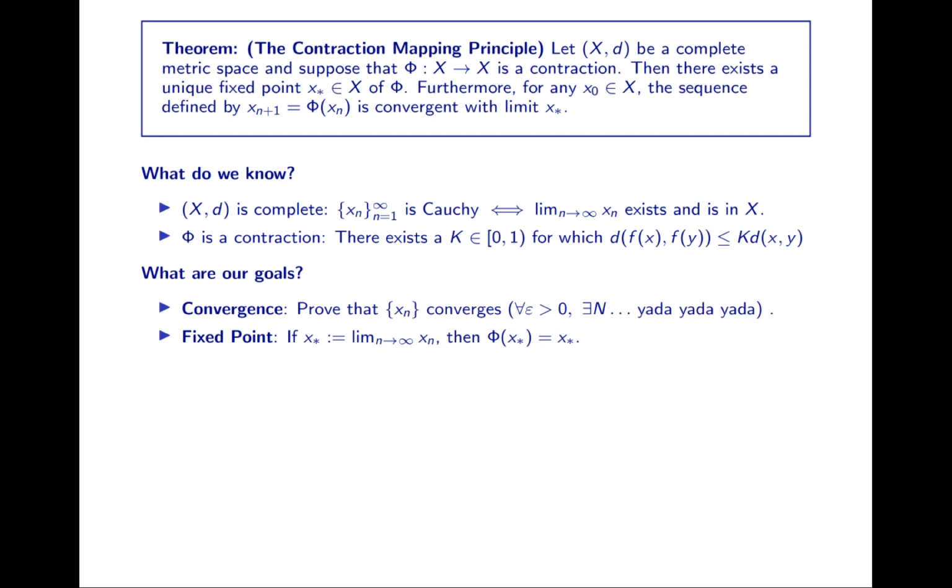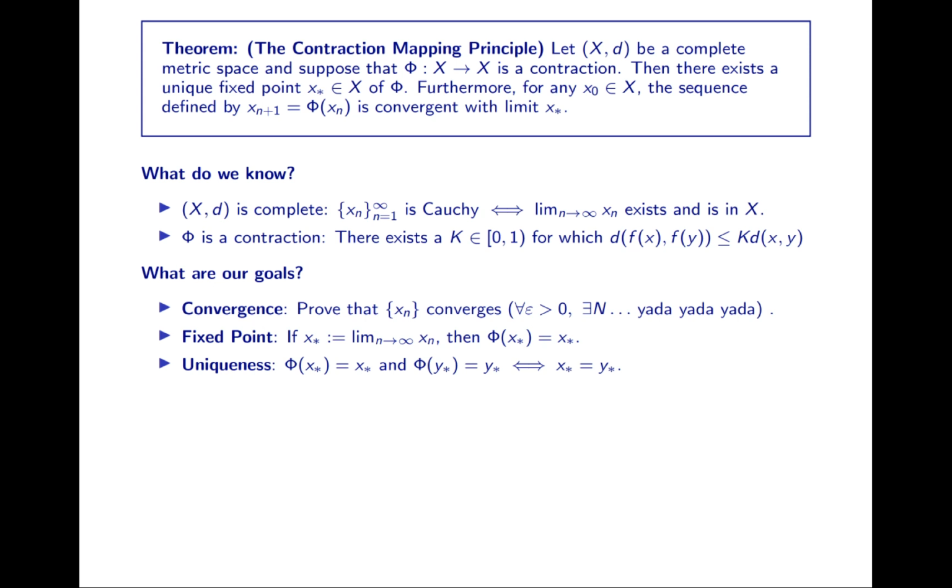We also need to prove the fixed point criteria, that if x star is the limit of this recursively generated sequence by applying our contraction recursively, then x star is a fixed point. In other words, phi of x star equals x star. And we need to show uniqueness. That is, if phi of x star equals x star and phi of y star equals y star, in other words, if x star and y star are both fixed points, then they both have to be equal to each other.